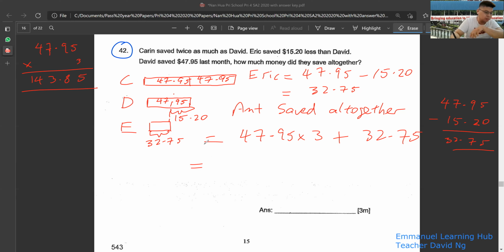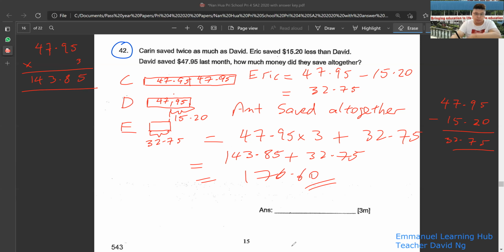Two to 1.60. 221.60. Wrong, eh? 47.95 times 3 is 143.85. 143.85 plus 32.75, you will get 176.60. You should get 176.60.